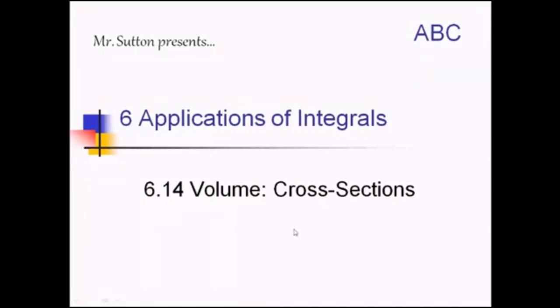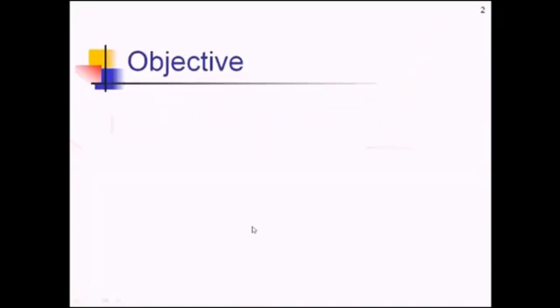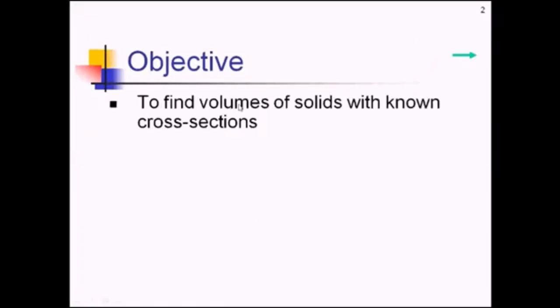Hello there, Mr. Sutton bringing you this lesson on volume with known cross-sections. As the title suggests, we will be finding the volume of solids that do have known cross-sections, such as squares, semicircles, all that stuff. But let's go into what we're talking about now.